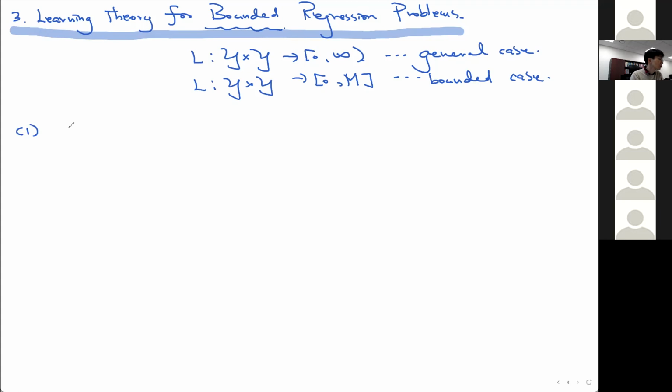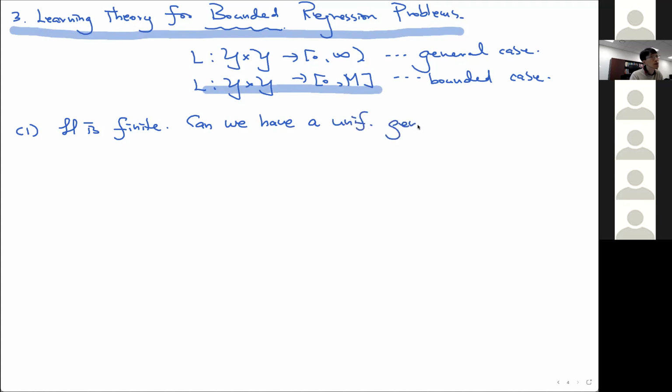So we consider the first case, the finite case. Our hypothesis set is finite. Throughout the entire section, we make the assumption that our loss function is bounded by some large m. So the first case is that we have a finite hypothesis set, and the question is, can you have a uniform generalization bound? The answer is yes.